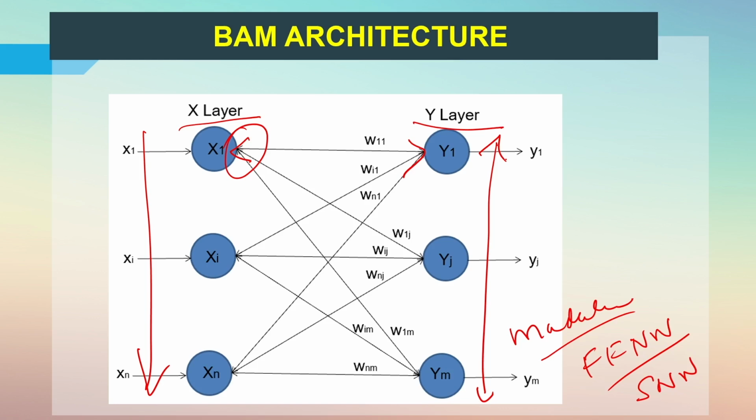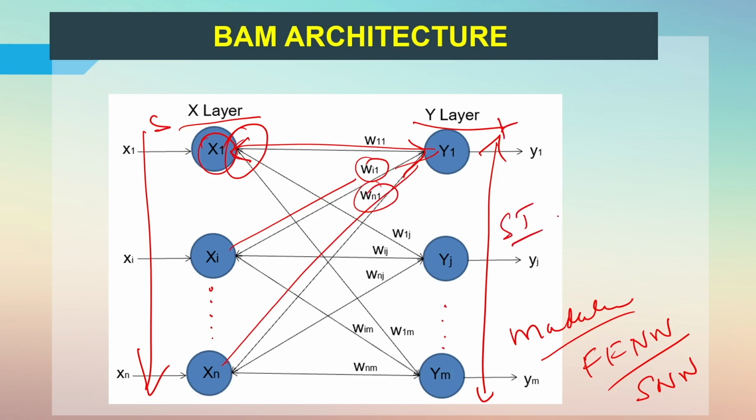Now this memory. For each layer as usual we have weights. What is W11? It is from X1 to Y1. What is Wi1? It is from Xi to Y1. What is Wn1? It is from Xn to Y1. So we have this network and this network. This is the source and this is the target.